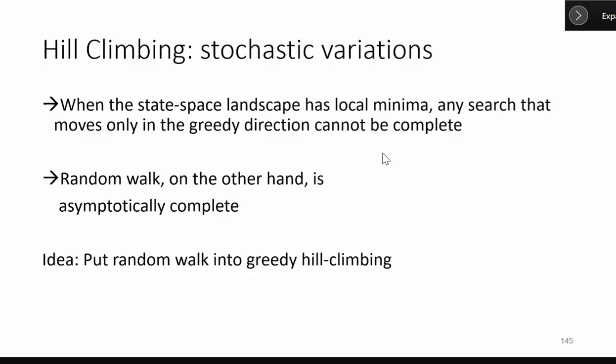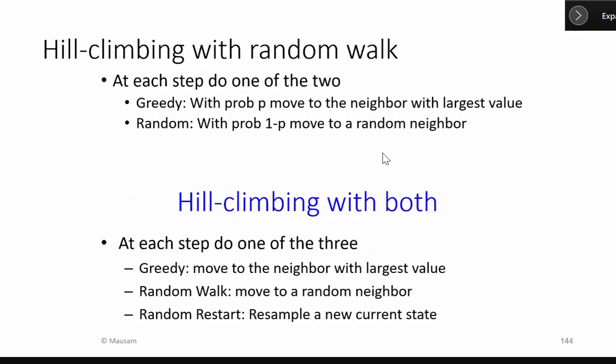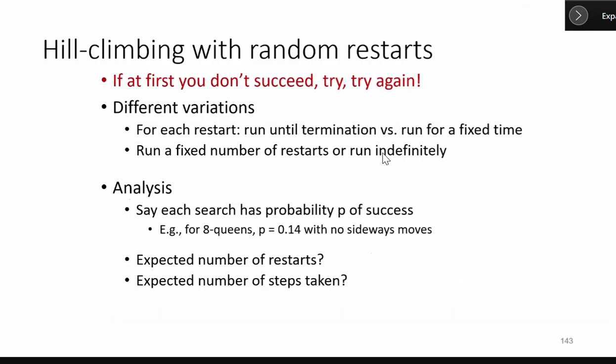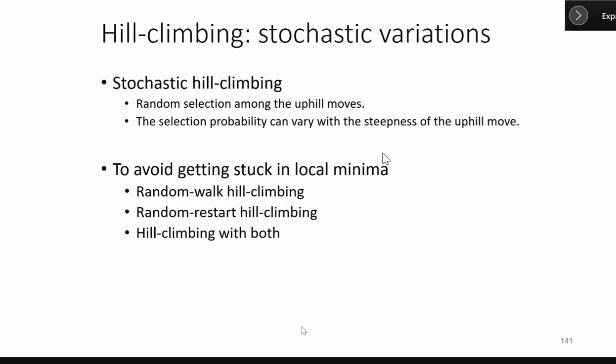What are the problems you get here? One is local maxima. Next is plateau. In order to overcome these problems, we have certain variations of hill climbing. They are stochastic variations, of which there are three types: random walk hill climbing, random restart hill climbing, and hill climbing with both.